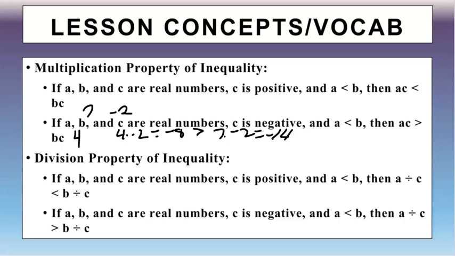And that's going to be the same case for a division property of inequality. So if a, b, and c are real numbers and c is positive, then a is going to be less than b. Then if I do a divided by c, it's still going to be less than b divided by c. But if a, b, and c are real numbers and c is negative, and a is still less than b, well then a divided by c is going to be greater than b divided by c. So let's take a look at some examples. Keeping in mind, when we multiply or divide by a negative number, we always flip the symbol.